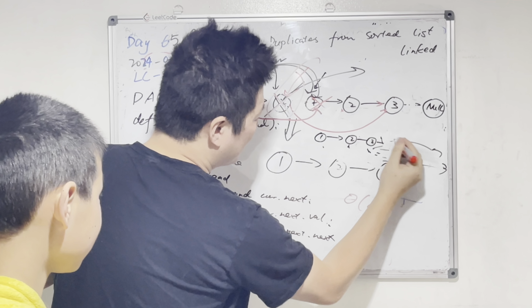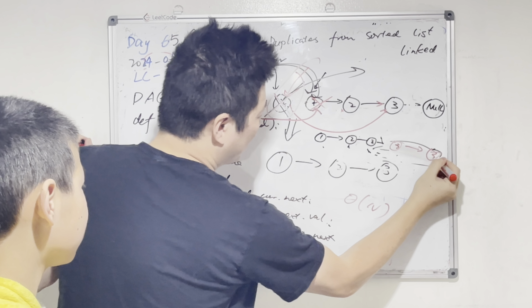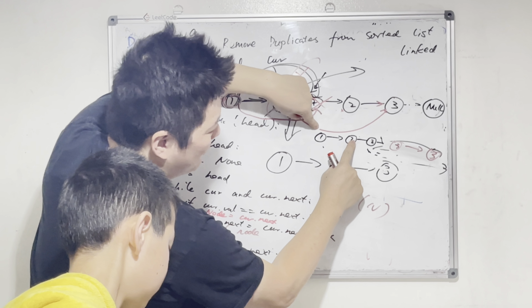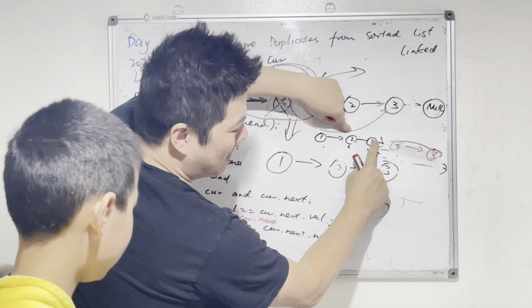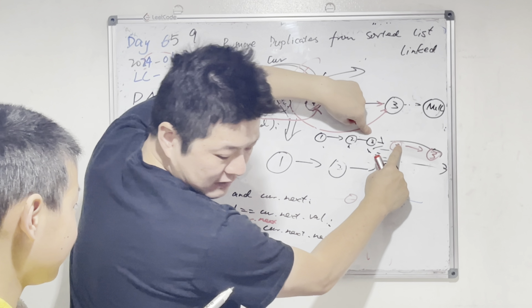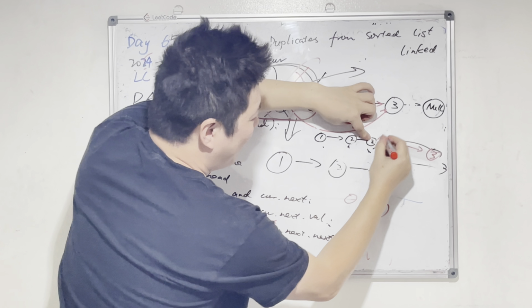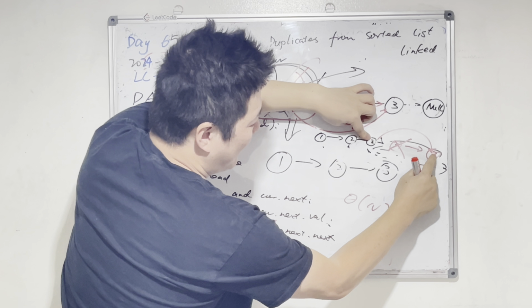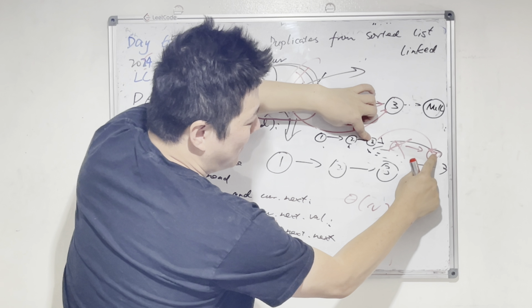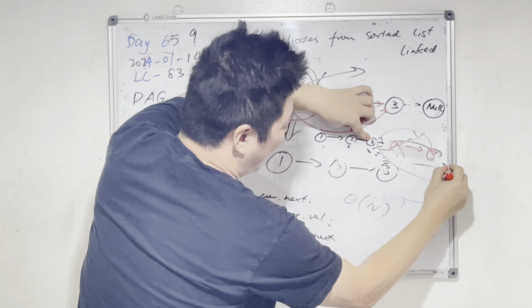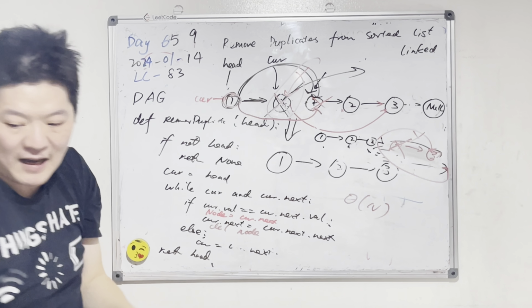Well, actually, okay. So let me show you one more time. This is current. It's not equal to the next one, so I move it here. 2 is not equal. Then 3 and 3. This is the equal one. So I redirect this and then get rid of this. Same, right? So I redirect this to the next, which is nothing. Okay, make sense?